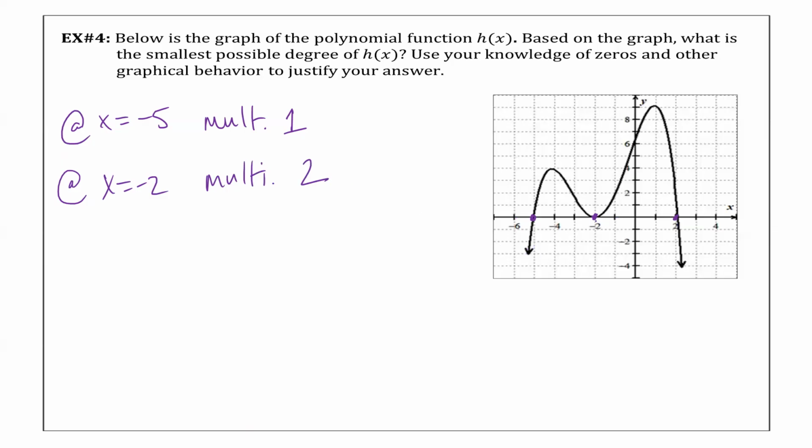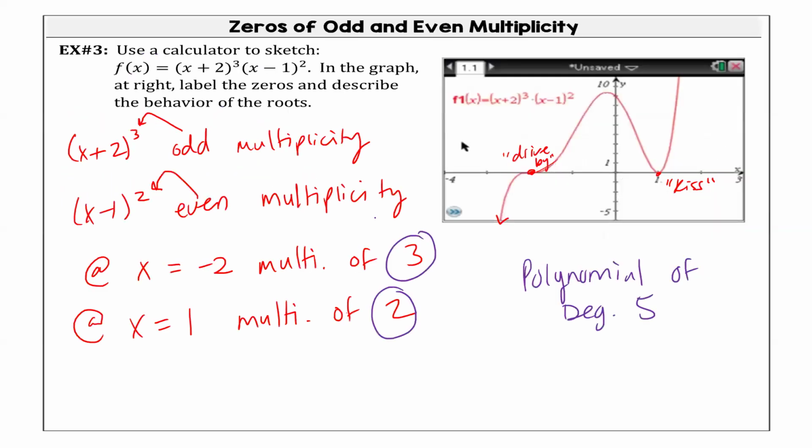What is it doing there? It's touching. It is kissing the line. If I'm touching the line, I have an even multiplicity. When I am crossing but changing rate, that is a multiplicity of 3. That's what happened here.